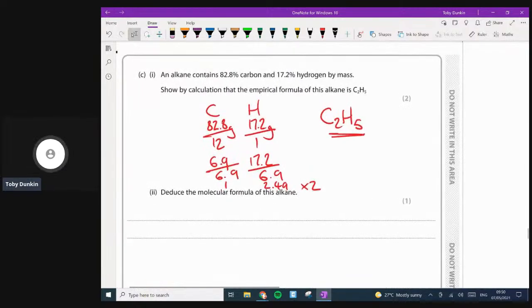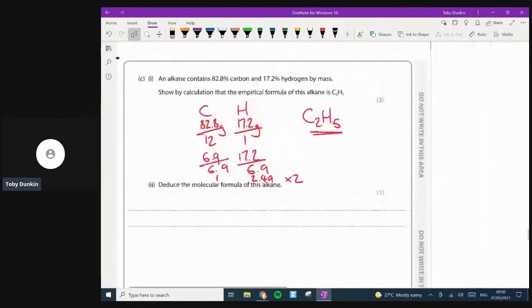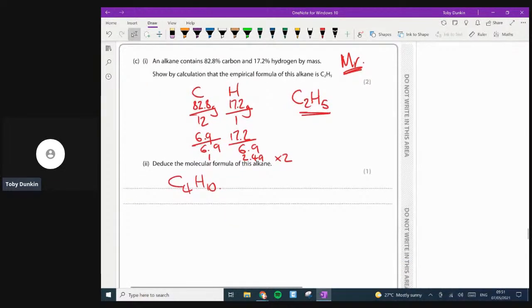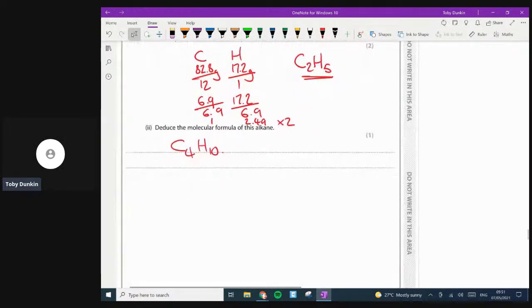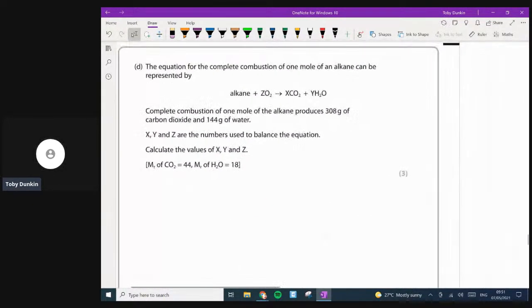You can't do that because they haven't given us the MR. Okay, so I'll just guess then. Double it. That's so stupid. Could be anything. What they should have given me is the MR of the real thing, and they haven't. They suck. C4H10. I'm just going to double it. That's so stupid. Don't like that. Edexcel being morons. Where's the MR? Right.